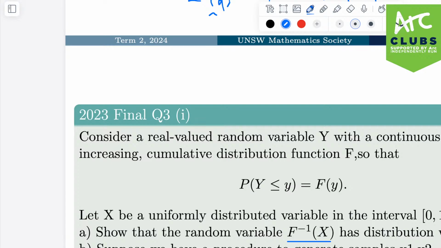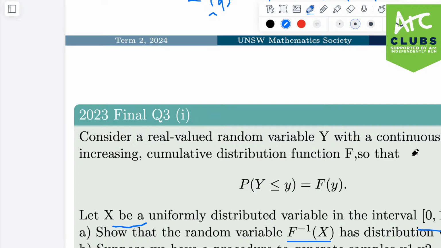So we'll have the probability that F of F inverse of X is less than or equal to F of y. But F and F inverse pretty much cancel out. So on the left-hand side we'll have X, and on the right-hand side we'll have F of y. But X is a uniform random variable in 0 and 1.